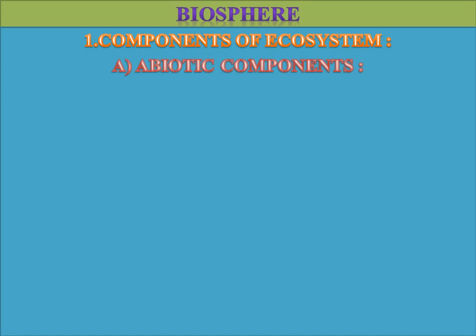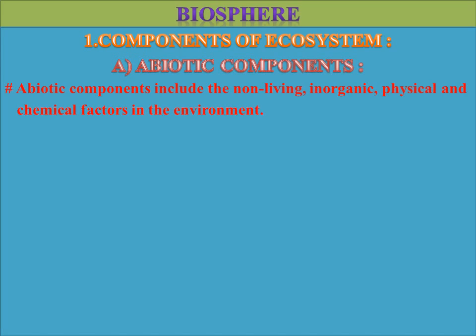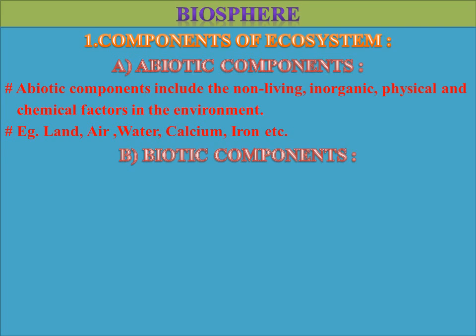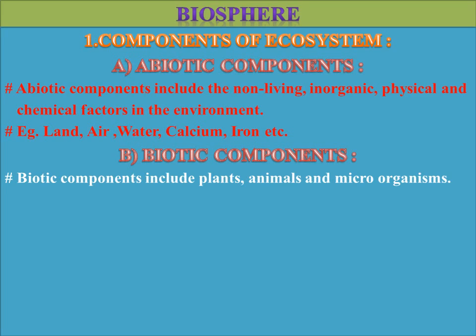Now we are going to learn about the first one, abiotic components. Abiotic components include the non-living, inorganic, physical and chemical factors in the environment. Examples: land, air, water, calcium, iron, etc. The next is biotic components. Biotic components include plants, animals and microorganisms. Biotic components can be classified into three categories.